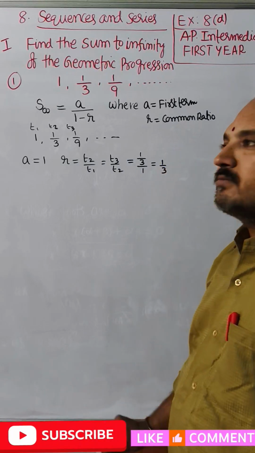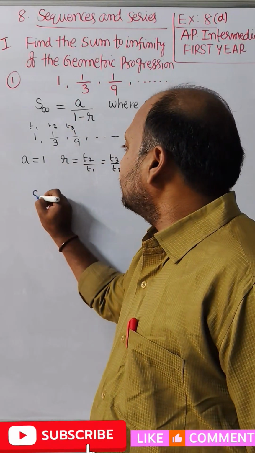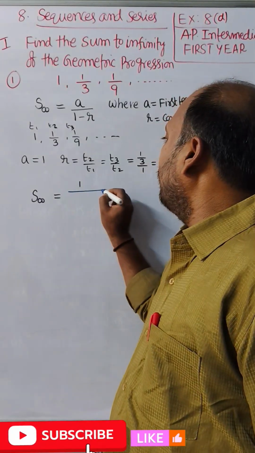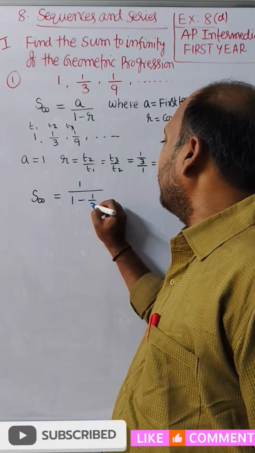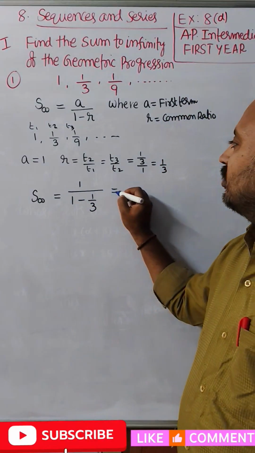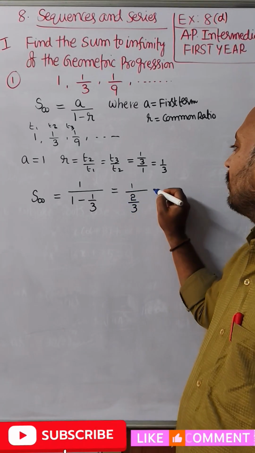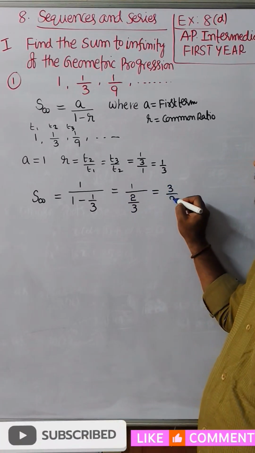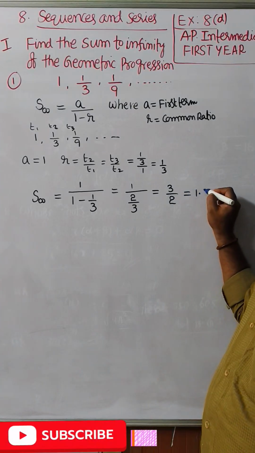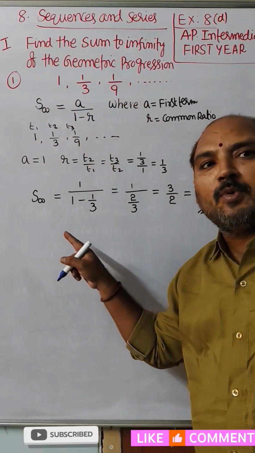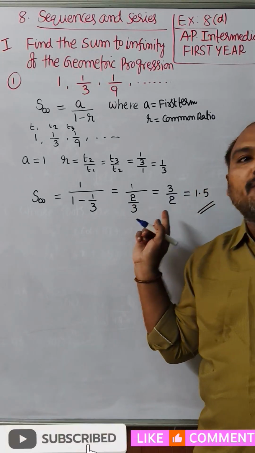So substitute in this. S infinity is equal to A value 1 by 1 minus 1 by 3, which is equal to 1 by 2 by 3, which is equal to 3 by 2. 3 by 2 means 1.5. Therefore the sum to infinity of the given geometric progression is 1.5.